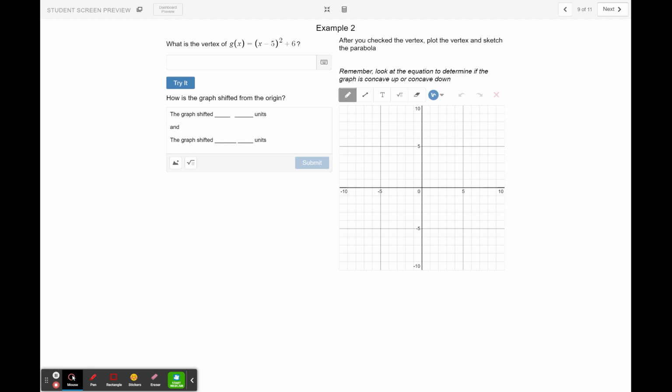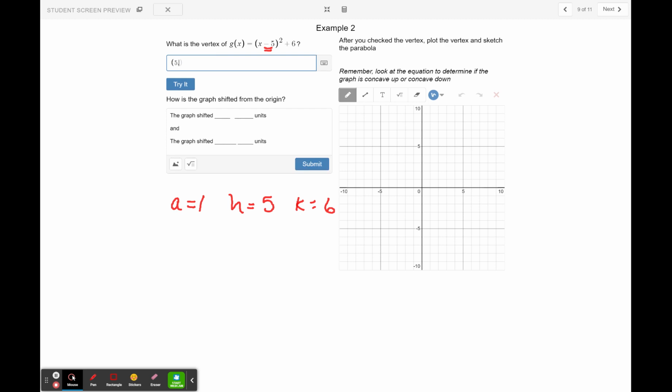Okay, so this is going to be slightly different. We have this expression, and now we have to pull out the vertex. So we have the equation, and since there's no number there, we can say our A is 1. We need to do the opposite of what we see inside the parentheses. So our H is actually a positive 5. And then our K is exactly what we see. So this right here tells us our vertex. It tells us it's 5 comma 6.